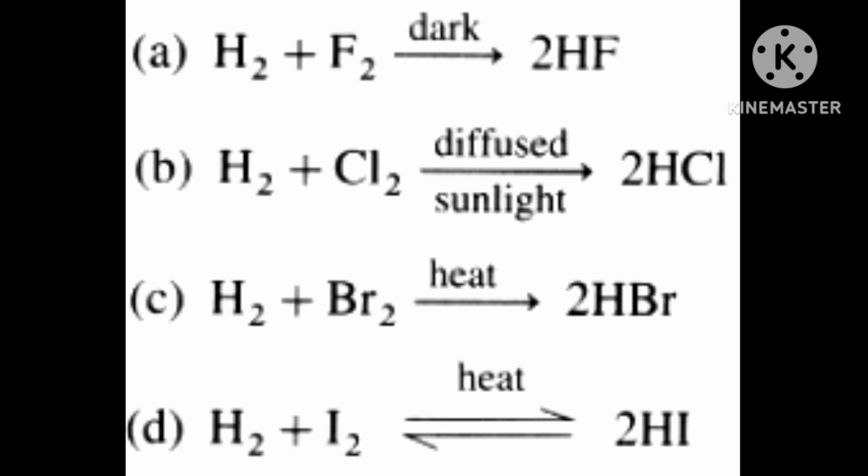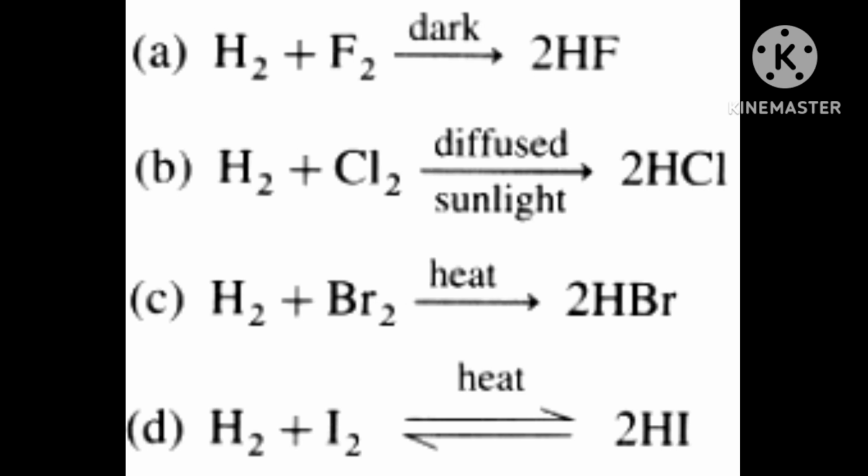Hydrogen fluoride HF is a liquid, with boiling point 293 Kelvin. This is due to strong hydrogen bonding. Other hydrogen halides are gases. This is what I have discussed about the anomalous behavior of fluorine. Now I will tell you about other reactions.